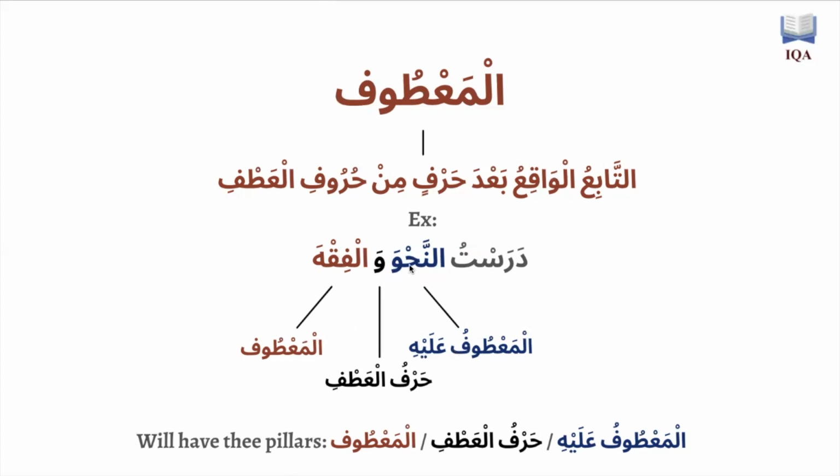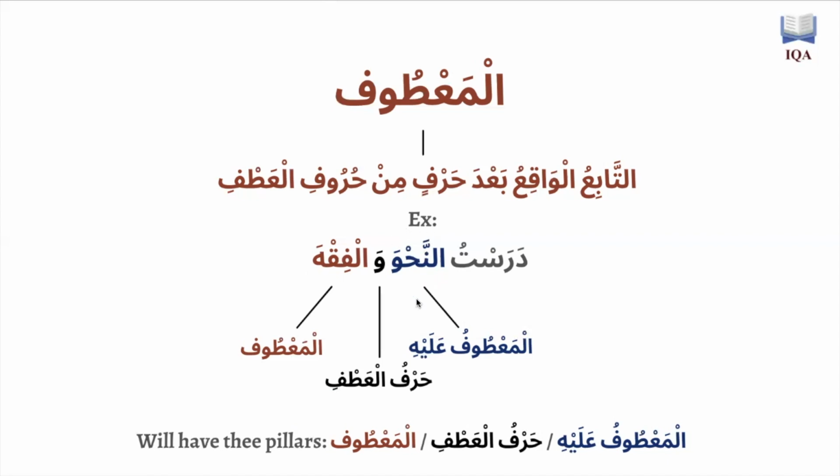So when I say darastu nahwa wal fiqha, it means I studied grammar and fiqh. So I'm connecting fiqh, the science of fiqh, I'm making it ma'tuf with what? With nahu, the ma'tufun alayh, the one who's being connected to. So alayh will be connected to in a sense. And al-fiqha is the ma'tuf and is being connected to the ma'tufun alayh.